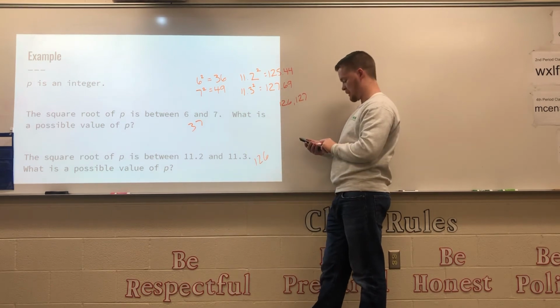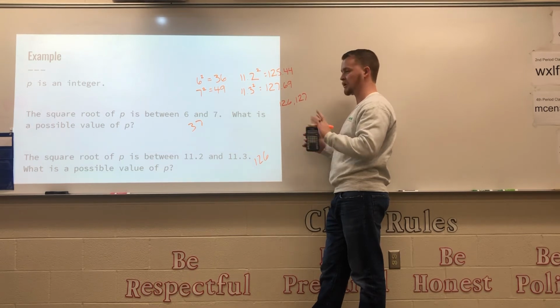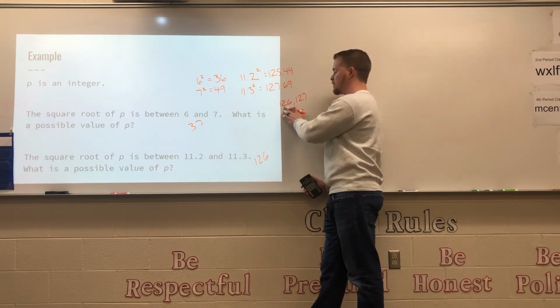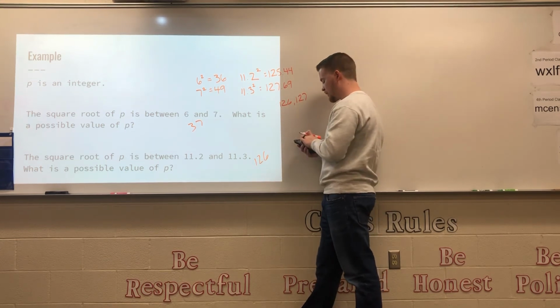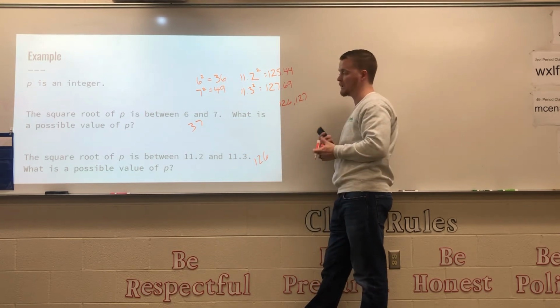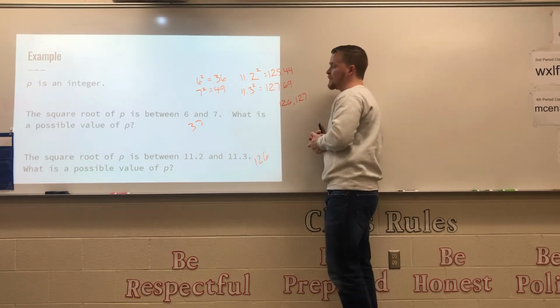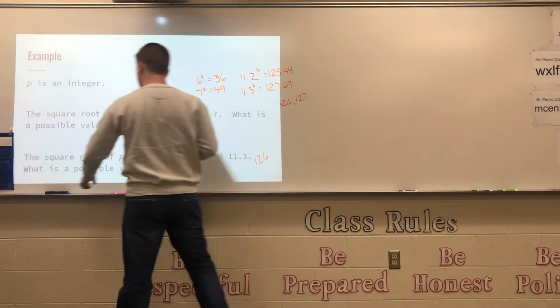The next one. Sorry, I'm all messed up. So we did 126, now we're doing 127. So 127 square root, 11.269. So again, that's between 11.2 and 11.3. So that is the easiest way to find the number or an integer that would be between those two when you take the square root of them.